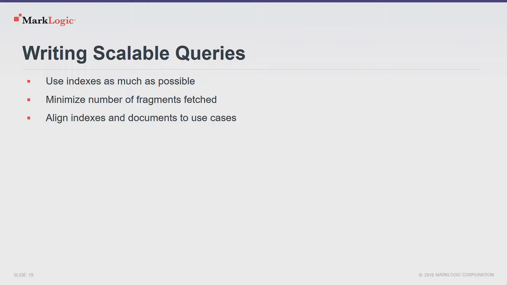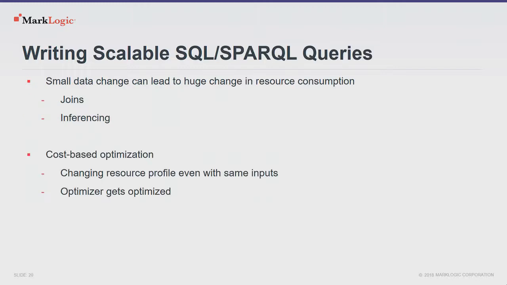But as soon as you bring joins into the mix, you need to think and test a lot more about how your queries are working, because it's no longer just the queries that matter, it's the interaction of the queries and the data that matters. So it's important to think about how to use the indexes as much as possible. That hasn't really changed. You need to think about how to minimize the number of fragments fetched. And then you need to align your indexes and your documents to your use case. So these are all universal things that apply to all queries in MarkLogic. And these are the things we've been saying for a while. But with SQL and SPARQL, as I say, a small change can lead to a huge change in resource consumption.